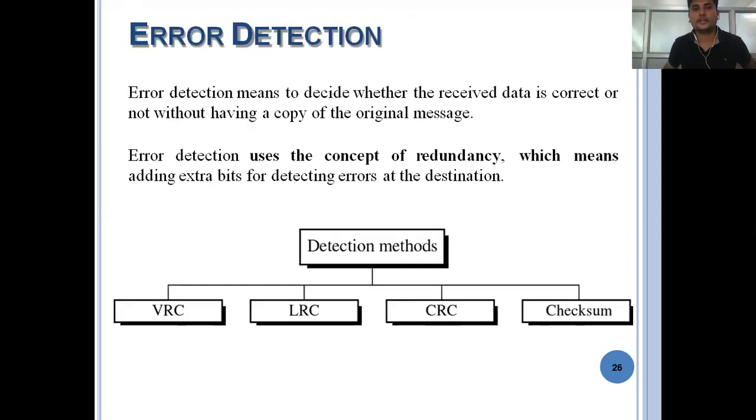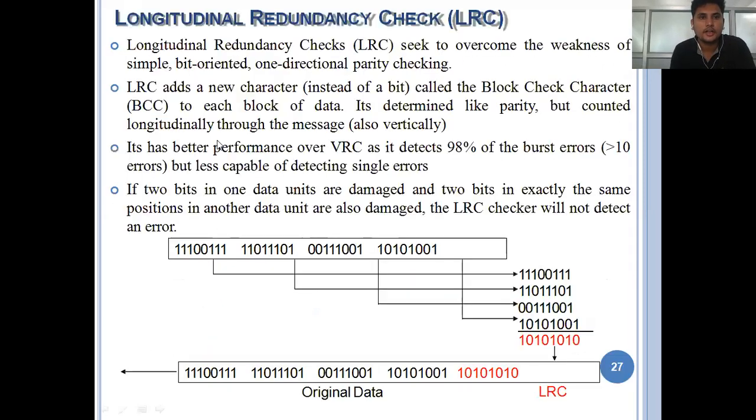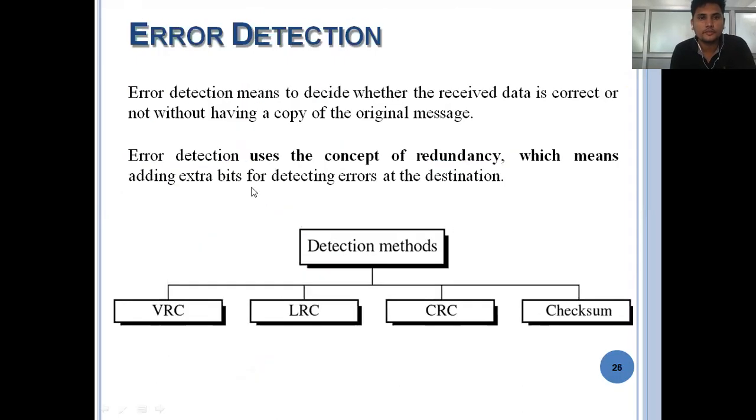So error detecting. There are so many methods in error detection. These are the different error detecting mechanisms. How do we detect the errors? VRC, LRC, CRC, and checksum. So cyclic redundancy check, vertical redundancy check and longitude redundancy check, and finally checksum. These are the four methods we use to detect the errors.